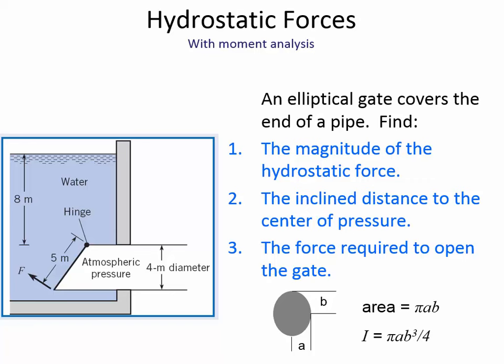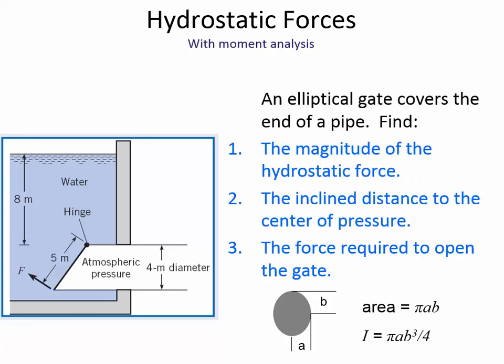And then once you know the inclined distance to the centroid, then you use YCP is y bar plus I divided by y bar A. That's the formula for YCP. And then the last step here, the force required to open the gate.